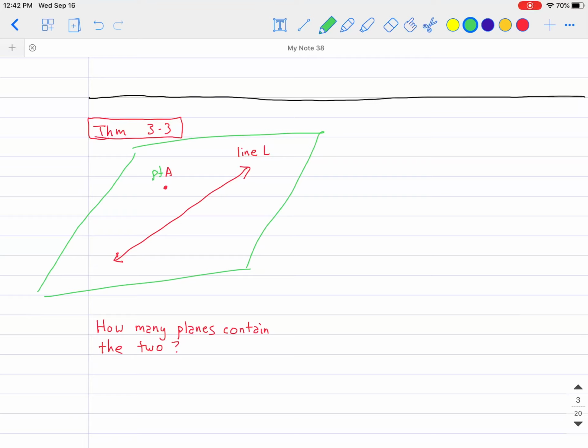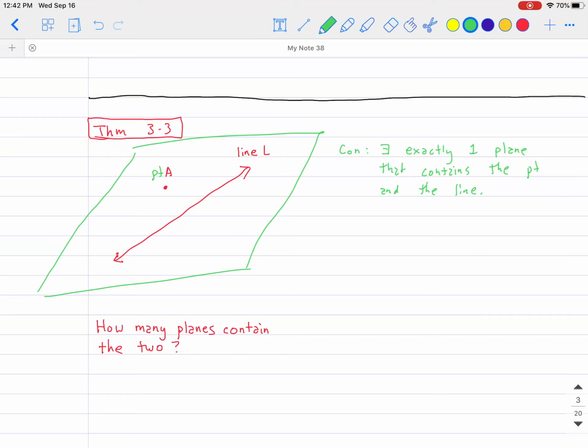Sorry, not the proof, the conclusion is that there exists exactly one plane that contains the point and the line.